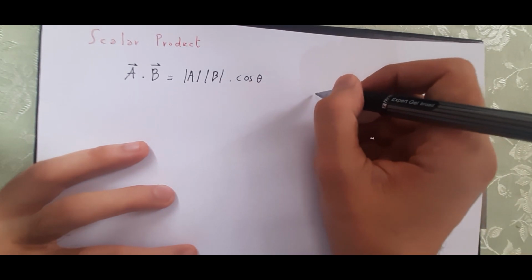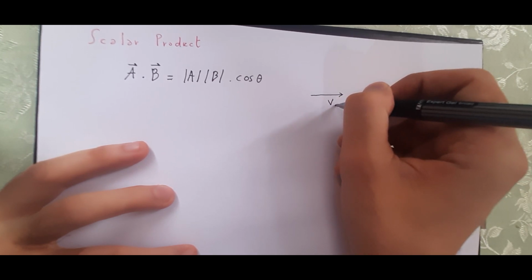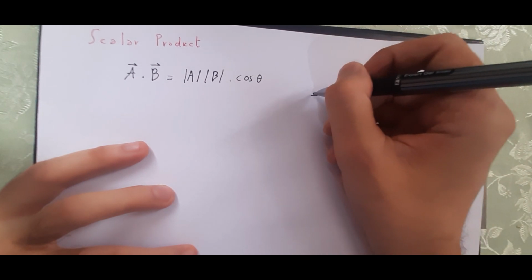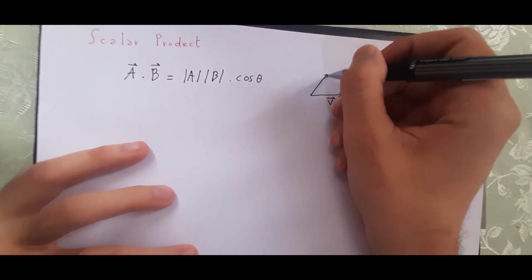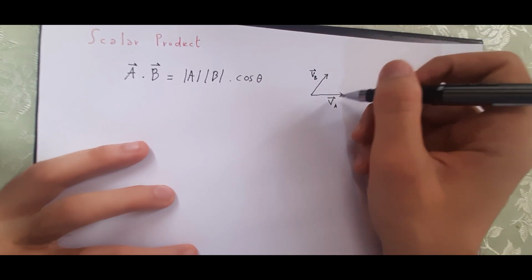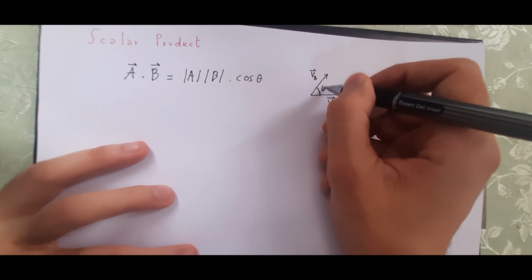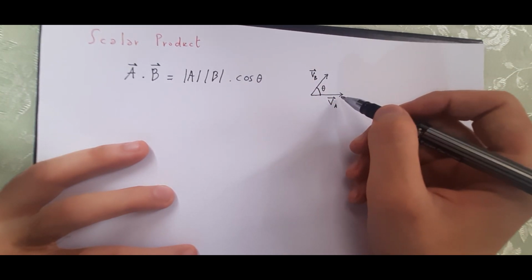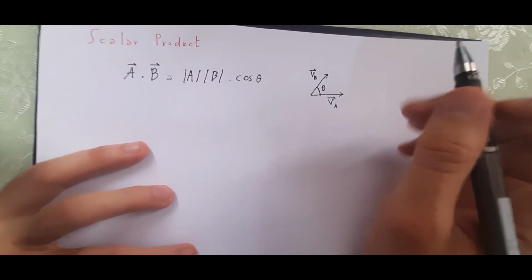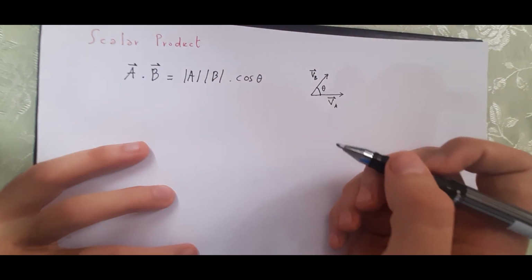So if you have a vector A like this, and vector B is like this, we can name them A and B, and the angle theta is this, between the vector A and the vector B, and the result is a scalar or a number.